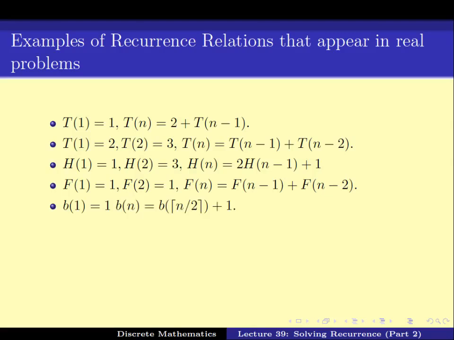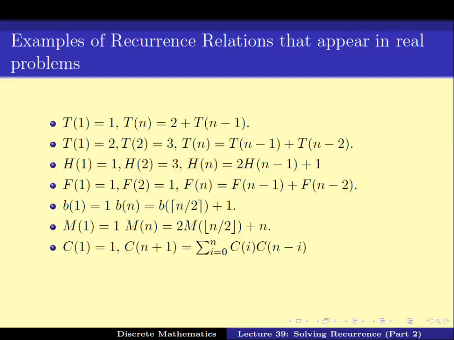This one comes from the binary search algorithm: b1 equals 1 and bn equals b of n over 2 plus 1. Or this one comes from the merge sort algorithm: m1 equals 1 and mn equals 2 times m of n over 2 plus n. Or this one comes from what is known as the Catalan number: C1 equals 1 and C n plus 1 equals the summation i equals 0 to n of Ci times C n minus i. Now these are some of the recurrence relations that appear in real life, a very small sample of them.